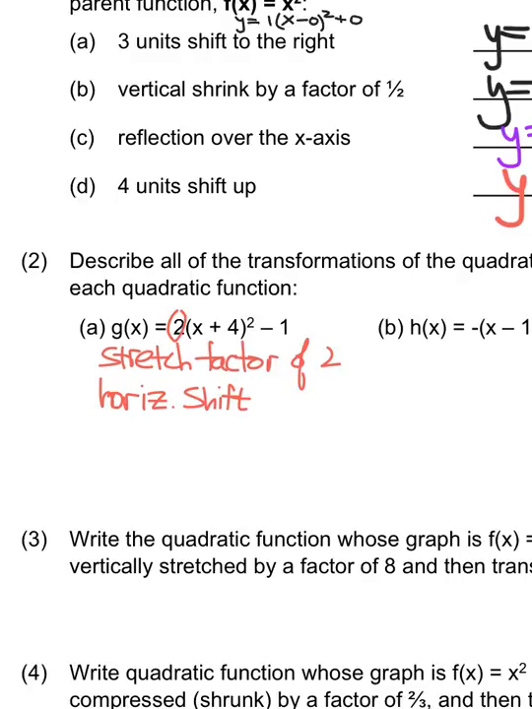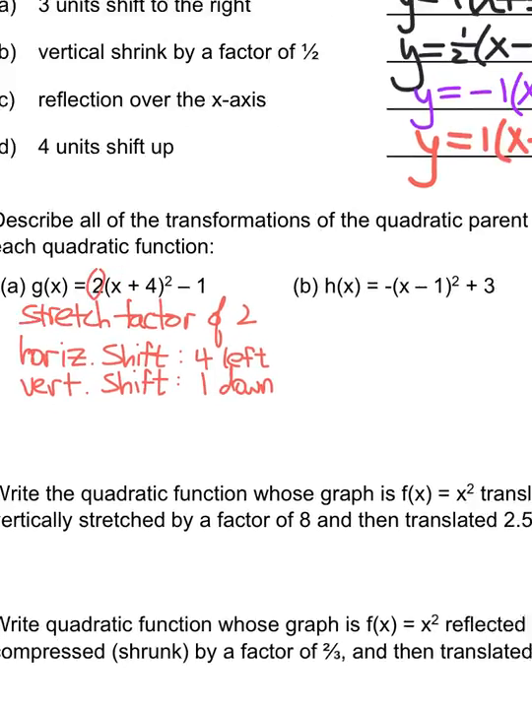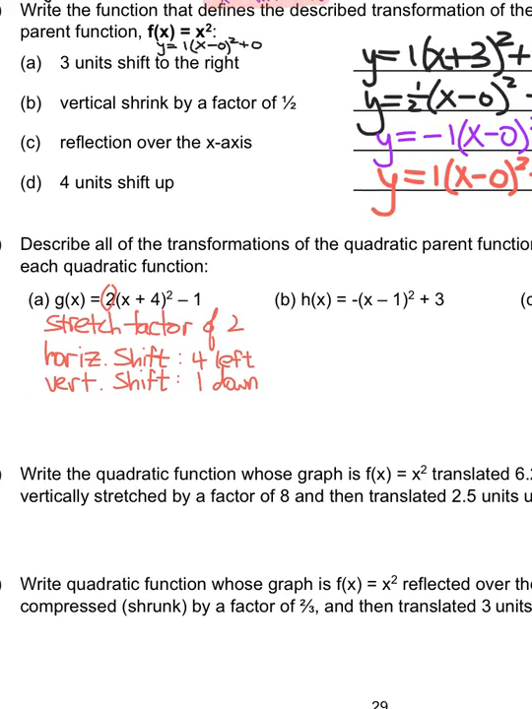Horizontal shift of 4 units left. Sorry, I'm apologizing for everything, but that time I was right. 4 units to the left. The vertical shift, one unit down. All right, so 1 unit down. We're going to start using some abbreviations or some shorthand.